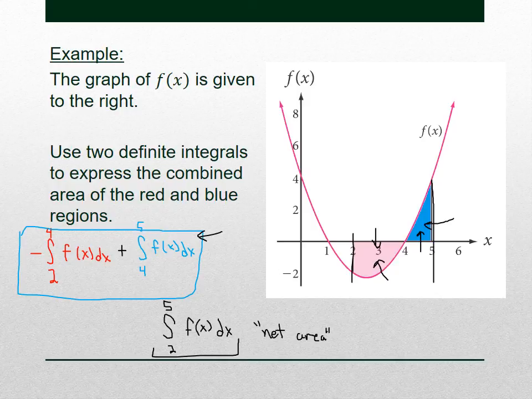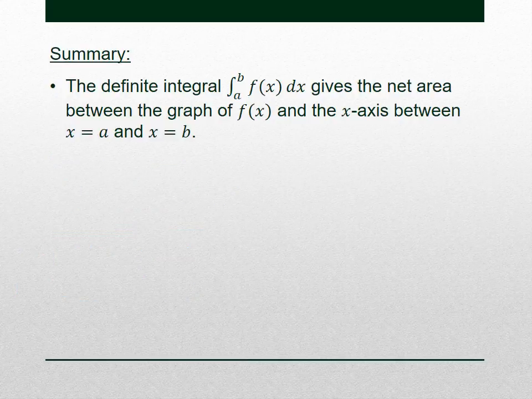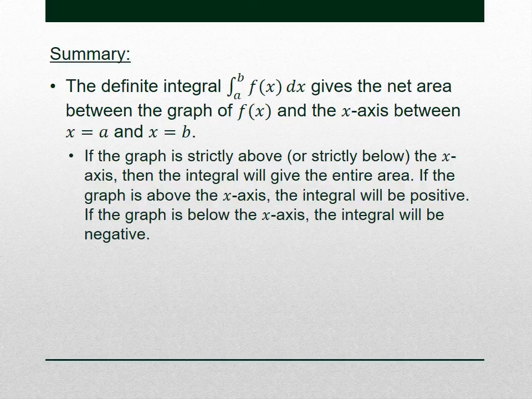And so that net area gives us the area between the graph and the x-axis, right? When the graph is below the x-axis, that area is counted as negative. And when the graph is above the x-axis, that area is counted as positive. And so if it's strictly above, then this integral will give the entire area because there was nothing to be taken away, and the integral will be positive. If it's strictly below, then it would give us the entire area, but as a negative number. And if it's above and below, it gives the net area, which is the region above minus the area of the region below.